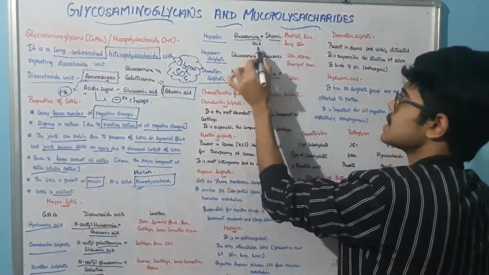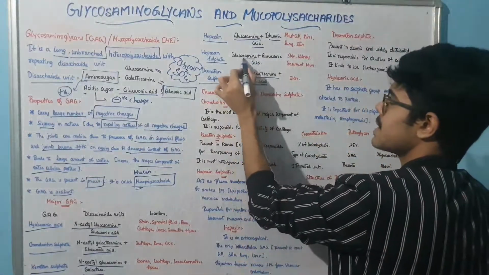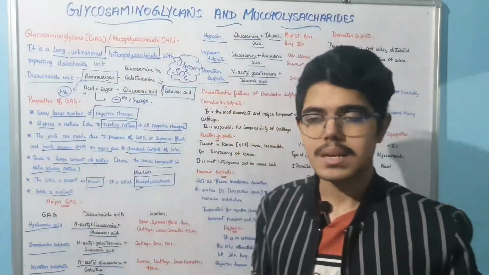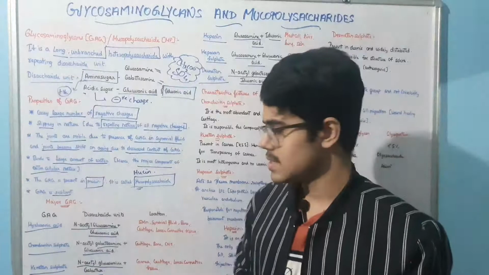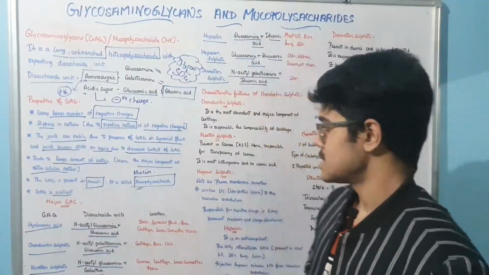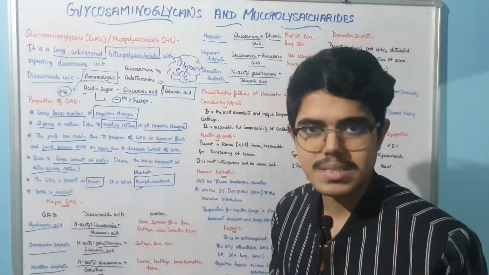Okay, plus the hyaluronic acid. Heparan sulfate is glucosamine plus glucuronic acid. So this is how you have to learn about the major things. Okay, this is about the disaccharide units. It's very simple. Now we will be learning about the characteristic features of all the chondroitin sulfate.